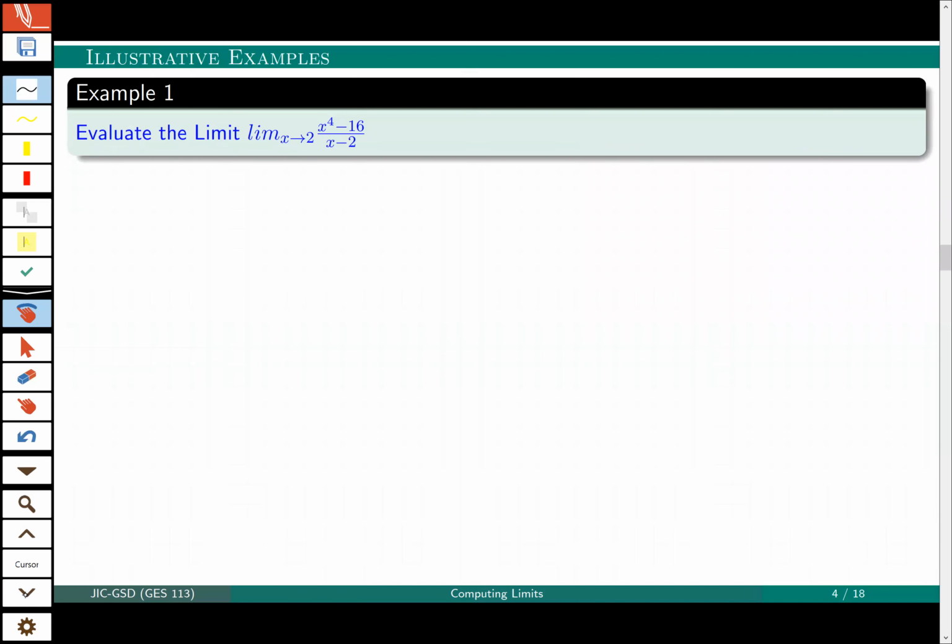Let's start now applying our theories in limits. First of all, this method, I will use factoring.